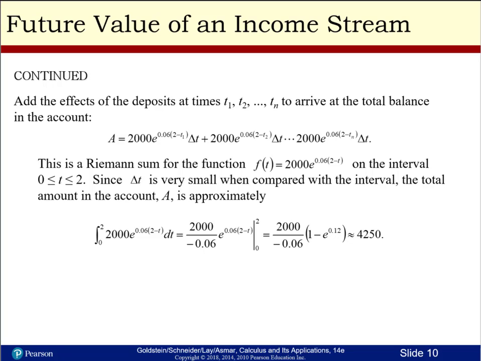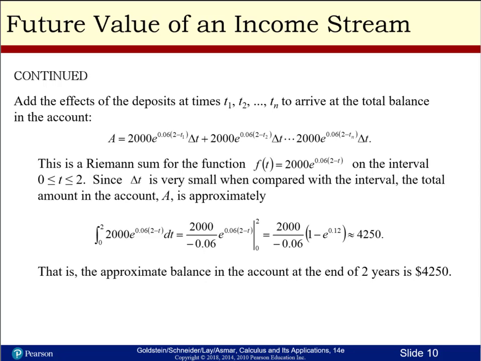We'll evaluate that, find the antiderivative, and we'll get 4,250. Now, that is the approximate balance at the end of 2 years, that 4,250.